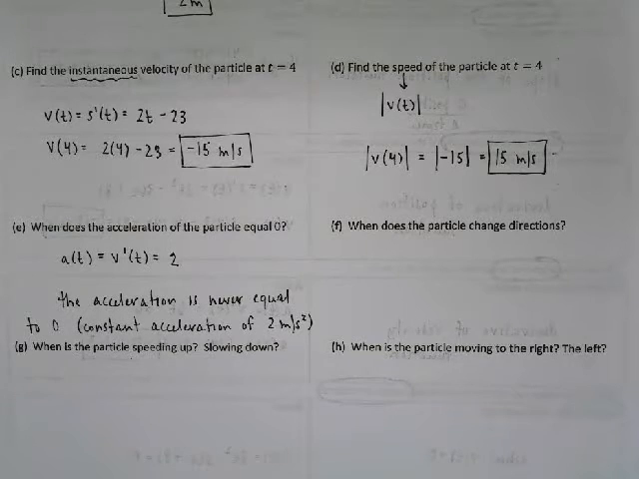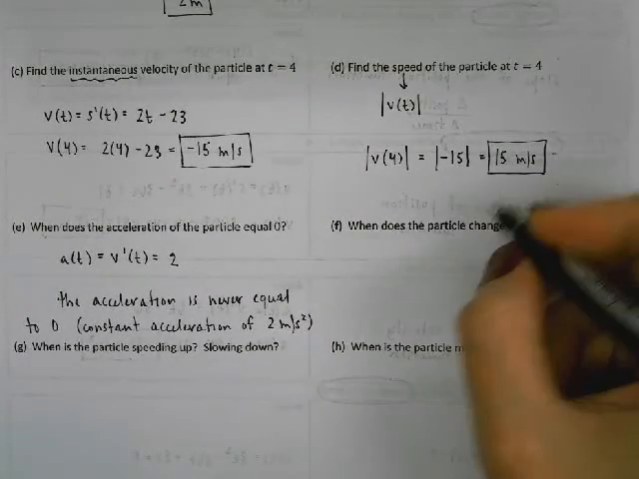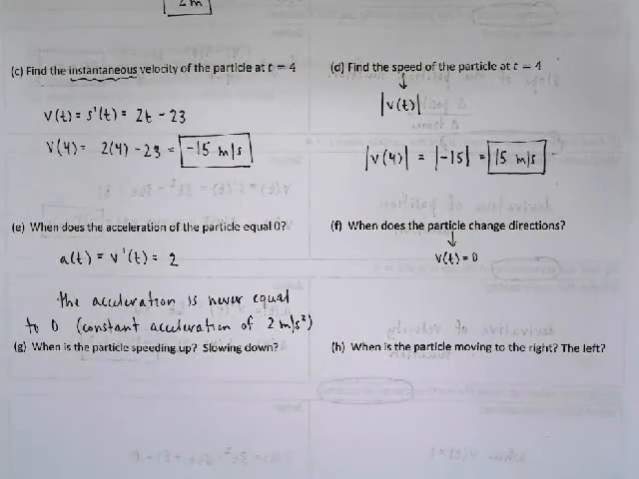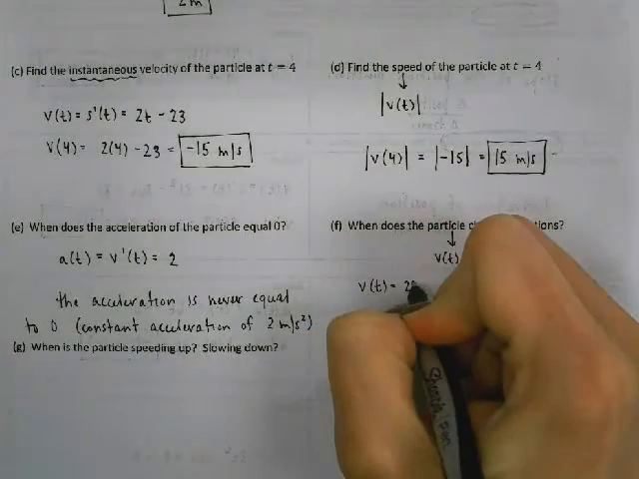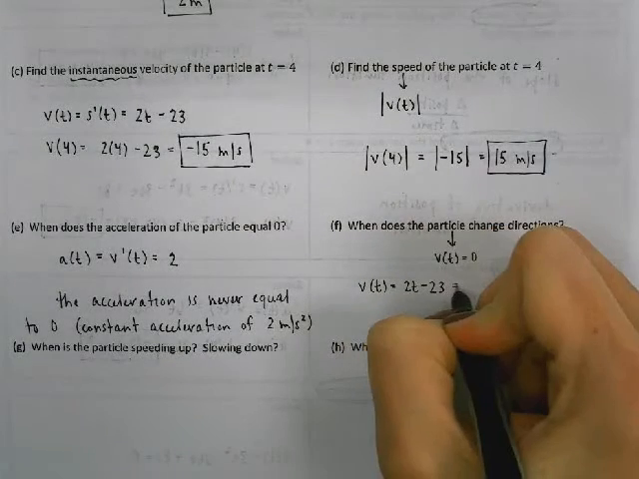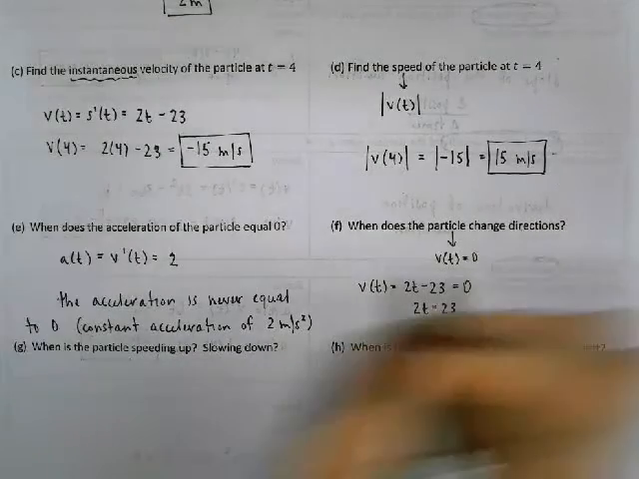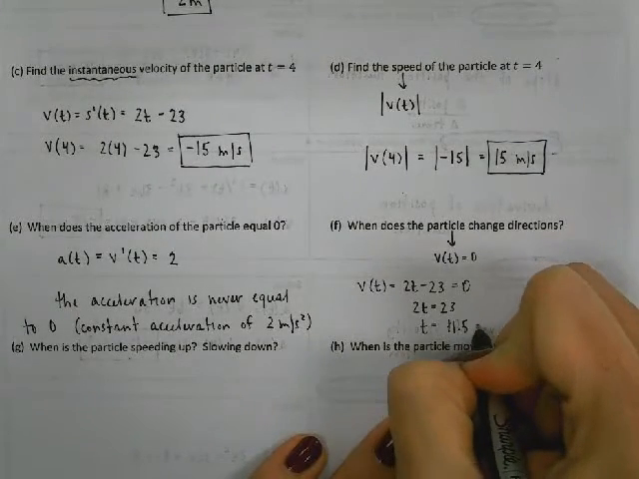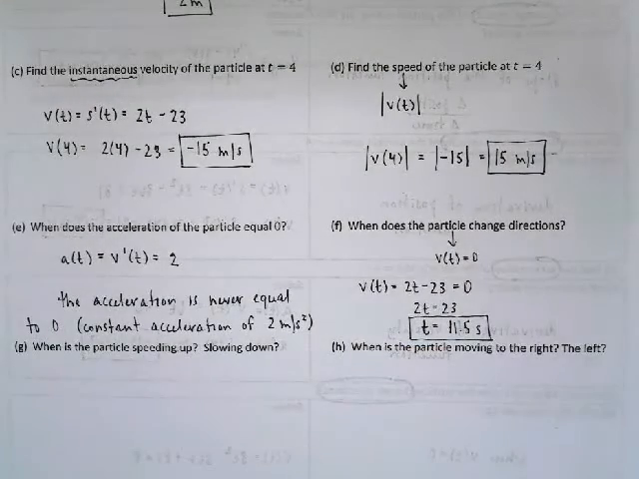All right, so now is where we're going to start pulling together some of what we know of velocity and acceleration. So here, when does the particle change directions? We know that happens wherever the velocity is equal to 0. So again, we're back to that velocity function, which is 2t minus 23, and we want to know when that's equal to 0. So we're just going to go ahead and solve this simple linear equation. And I know that happens at t equals 11.5 seconds. So that's when I'm changing directions.